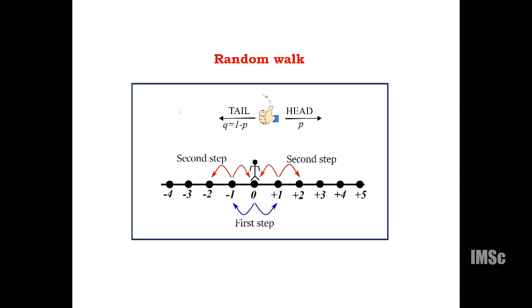There is a person sitting at 0 and he tosses a coin. If the coin toss gives head, he moves to the right, and if it gives tail, he moves to the left. After moving, he again follows the same rule: he tosses a coin and moves accordingly. We also assume that the coin is not necessarily unbiased: it can give head with some higher or lower probability p, and it can give tail with probability q.